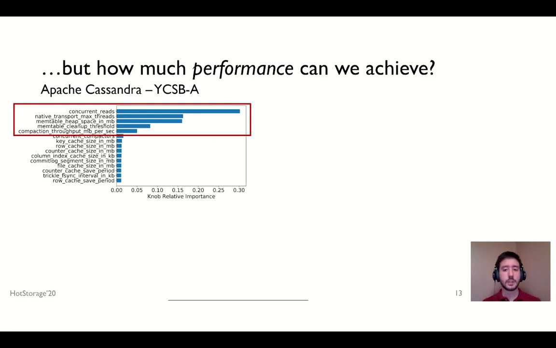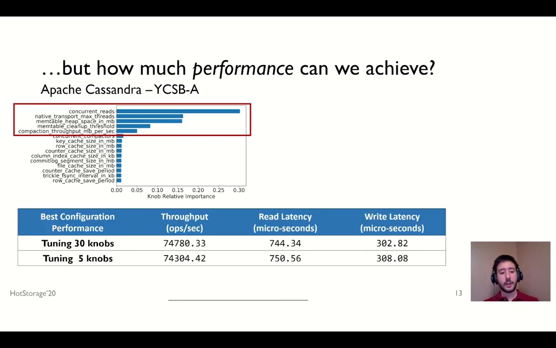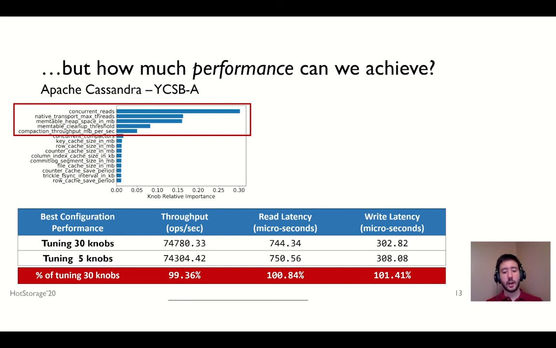But the real question is, how much performance can we actually achieve by tuning these knobs? So we run the experiment, and we pick the best configuration for each dataset that we generated. The first row shows the performance that we got in terms of throughput, read latency, and write latency when we tweak 30 knobs. And the second row is the performance when we only consider tweaking these 5 important knobs, right? And as we can see, we get almost identical performance in both cases.